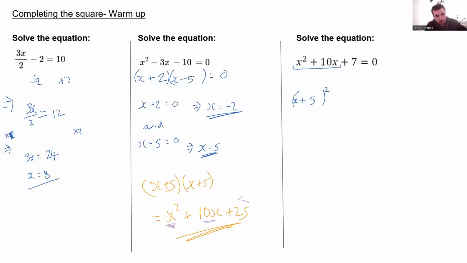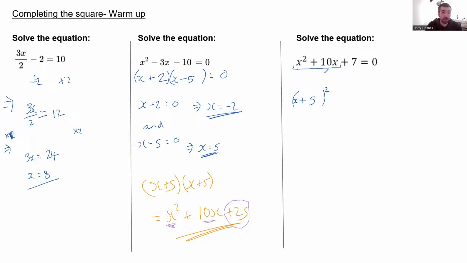But we've also got this imposter of plus 25. When we times out x plus 5 squared, we get x squared, we get 10x, we also get 25. I call it a byproduct. You know, we wanted a bracket that would give us x squared and 10x. We've got this 25. So I'm going to take it away.